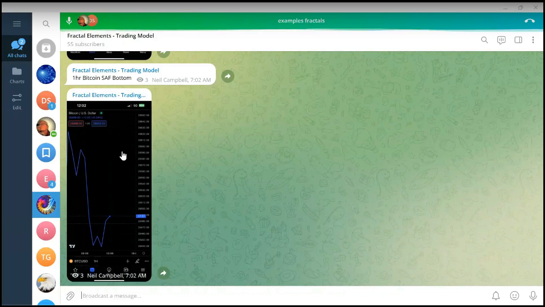Okay, but you can use the smaller time frames as a base, and hopefully it'll come into a copy fractal. But right now, what we're doing and what Neil is doing is looking at a simple standalone fractal. So what we're doing today, we're looking at a simple standalone fractal. Now, this is a Bitcoin bottom.